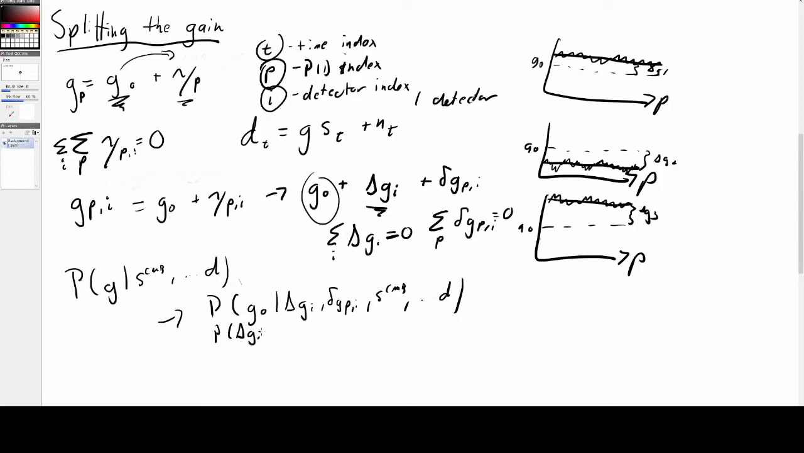So sampling delta G I given G naught, delta G P I and so on, and for this one. So our task going forward now will be to figure out how we can sample from each of these three equations. So we will sample the absolute calibration given the two others, for example, and similarly with the two others. So let's have a look at how that can be done.